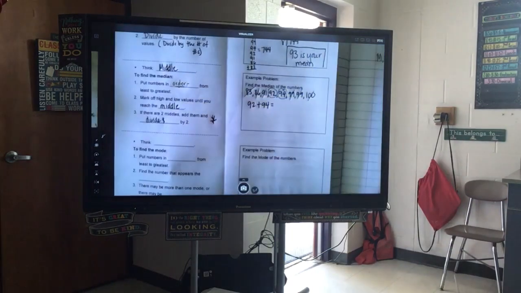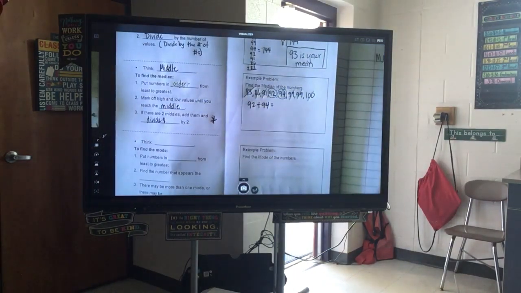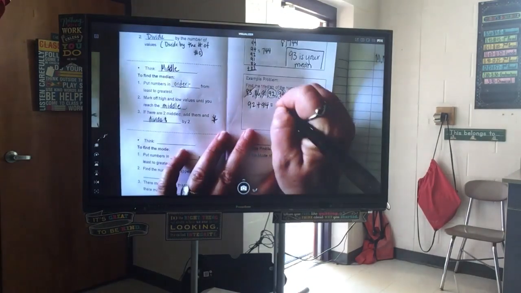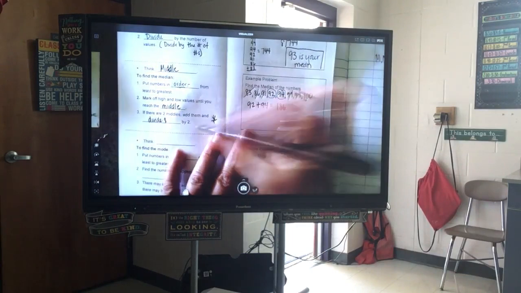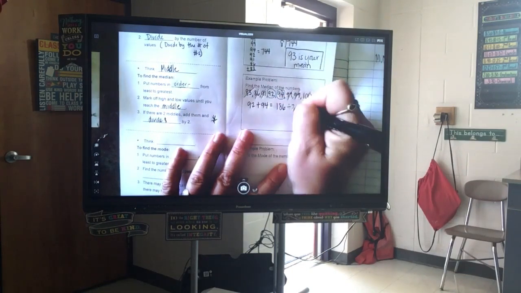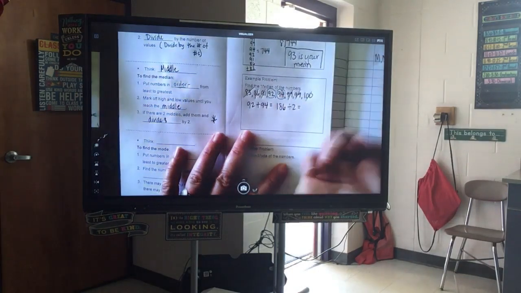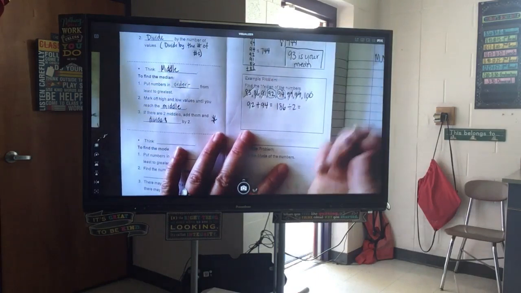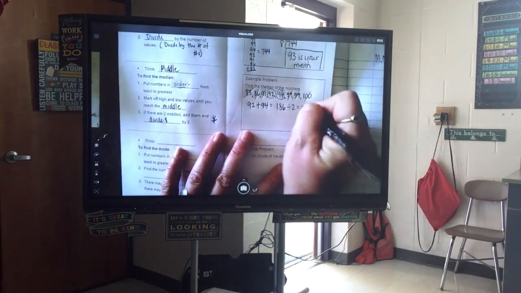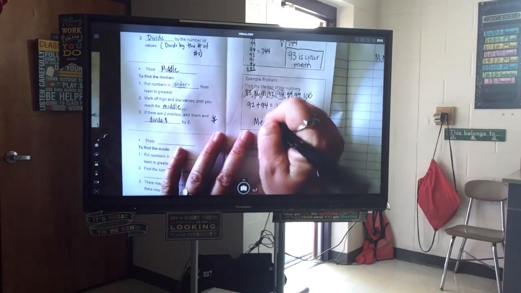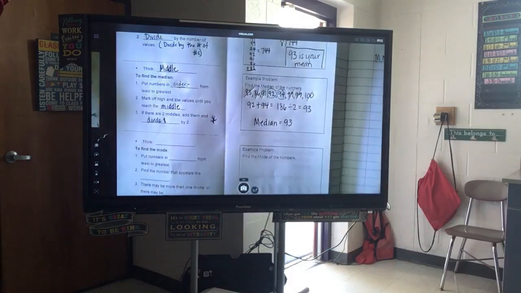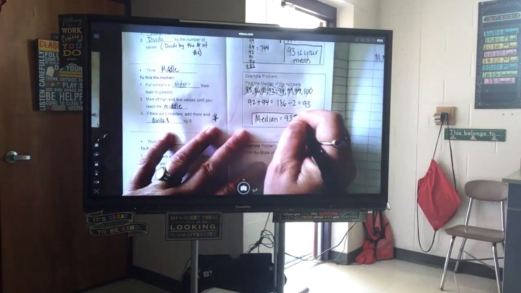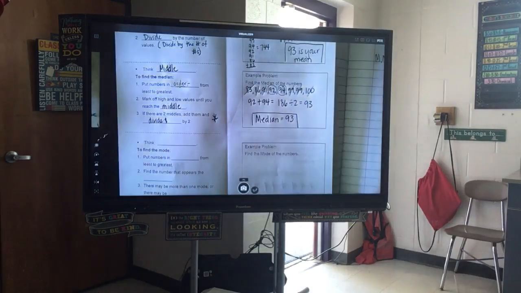Raise your hand and tell me, what do you get when you do 92 plus 94? Caleb? 186. And then it tells me that I'm going to divide by 2. So 186 divided by 2 gives me what? Kaylee? 93. So our median is 93. That is the number in the middle of our data set, even though it's technically not in our data set.